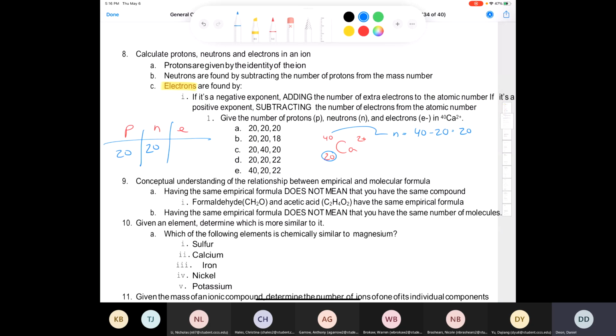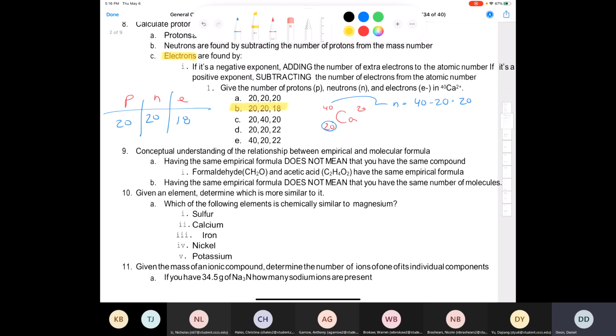Now, if the calcium had no charge, it would have 20 electrons, wouldn't it? But if it's got a 2 positive charge, that means you lost 2 electrons, because electrons are negative, right? If you lose something negative, you become positive. And so we have a total of 18 electrons. And so the answer would be 20, 20, and 18.